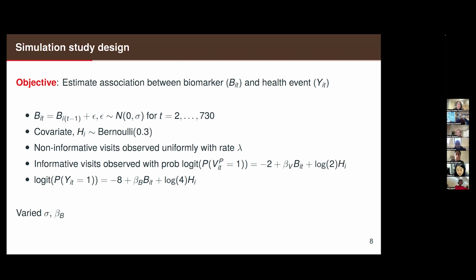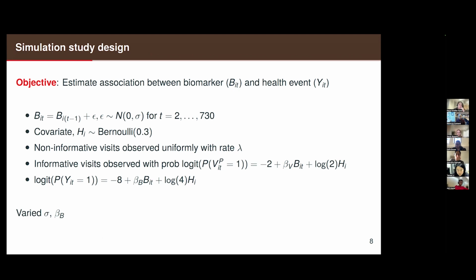We additionally have a patient characteristic H. I'm calling it H because I like to think of it as family history. It's something about the patient that's going to be related to the value that their biomarker takes and also is related to their probability of making a visit to the healthcare system. So imagine that patients who have H equal 1 are those with a family history. They tend to have elevated biomarker values, and they also have kind of heightened awareness of their health conditions, and so they're more likely to make a visit to the healthcare system.